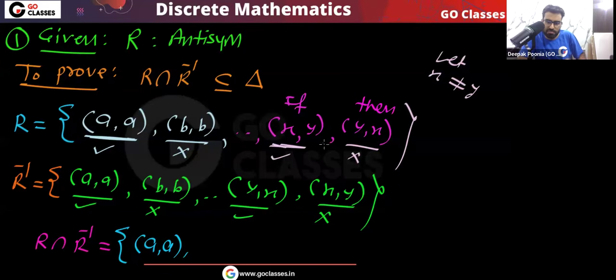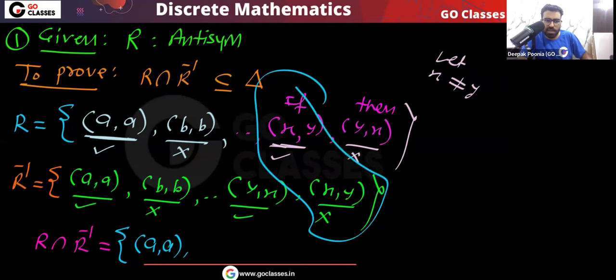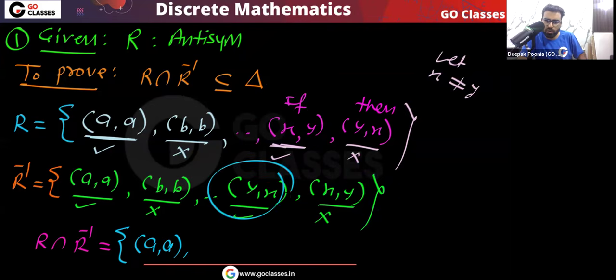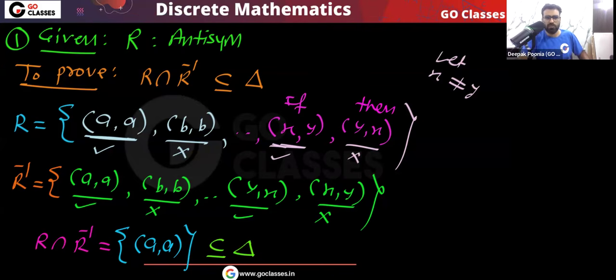But here you notice one thing. If XY, where X and Y are different, belongs to R, then XY does not belong to R inverse. Did you notice? If YX belongs to R inverse, then YX does not belong to R. So in the intersection, we won't have any of these. So finally, did you notice that R intersection R inverse is a subset of delta, the diagonal relation? I hope you understood the proof. This is basically intuition. Is this clear to everyone?